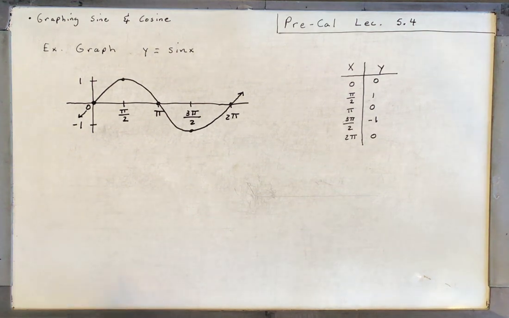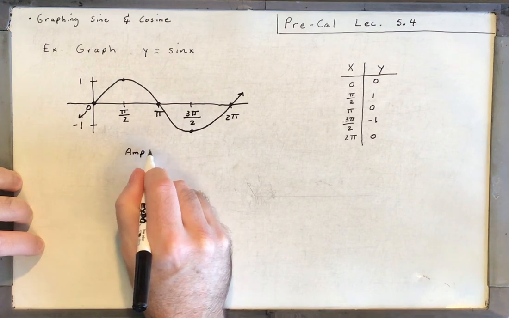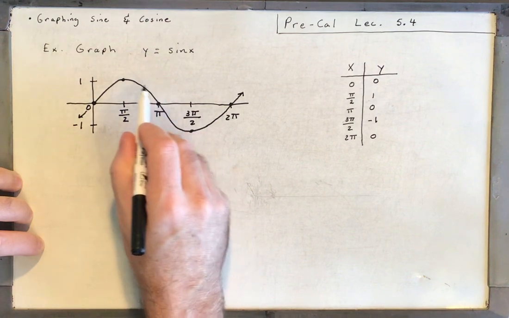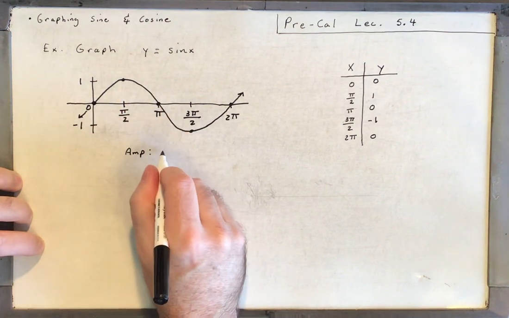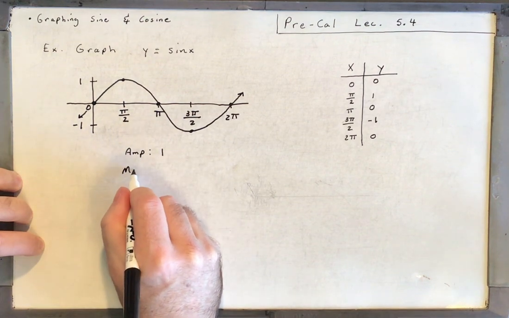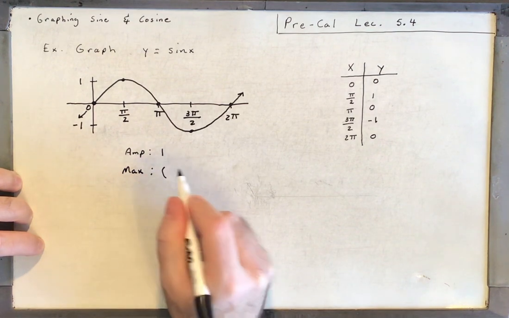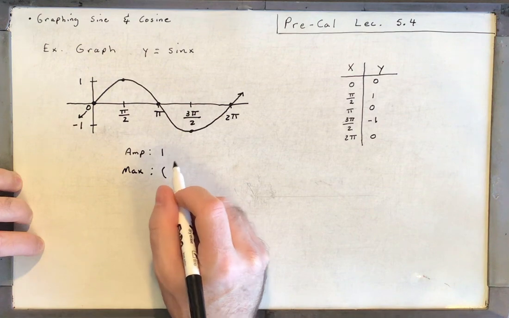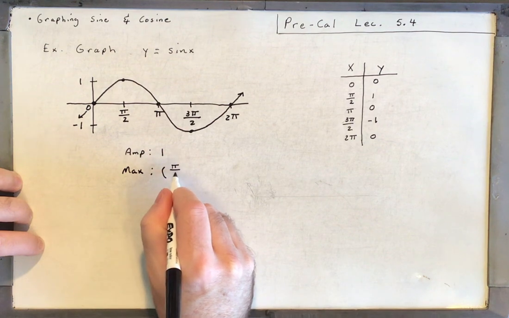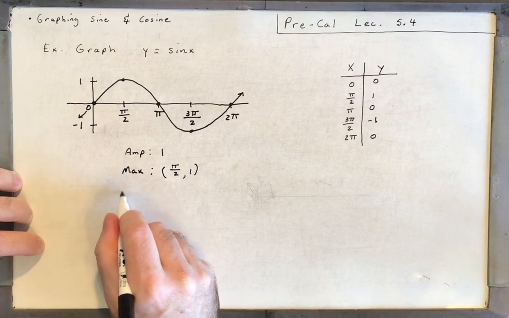Okay, so the amplitude of this would be the height, and it's the height from the center, not the height from bottom to top, but the height from the center to the top, and that is 1. All right. The maximum, well, we're talking about the maximum, what is the point at which the maximum occurs? Well, the maximum is 1, and so the x value is pi over 2, and the y value is 1. So that's where you have a maximum.